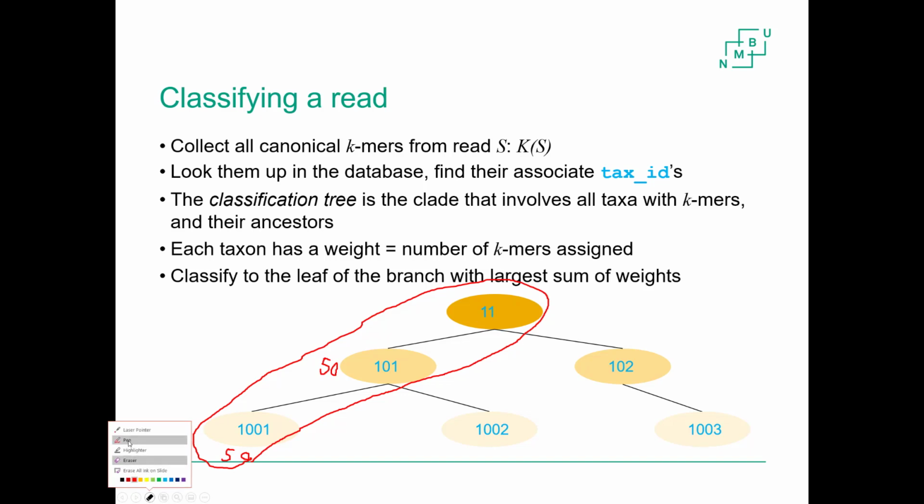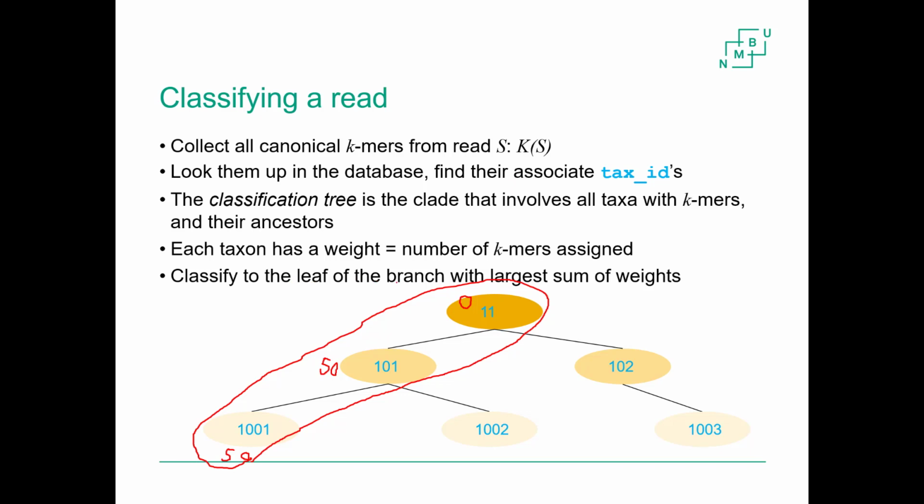And then what does it classify to the leaf? Each taxon has a weight. Yeah, that's the numbers I wrote here now. So this taxon 101 has weight 50. This one has also weight 50, and so this one here has weight 0, right? No k-mers were assigned here, and all the ones above here will also have weight 0 now.